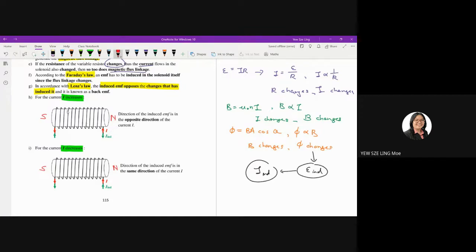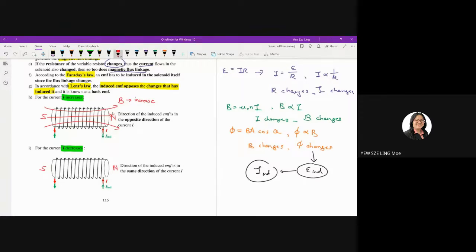So the solenoid here, we have a north on the right hand side and south on the left hand side, meaning that now my magnetic field line is from left to right. So this is a normal magnetic field line that is coming from the normal I. So this is the B. So now I increase, it means now B becomes stronger. B also increases. When I increase, the strength of the magnetic field line increases.